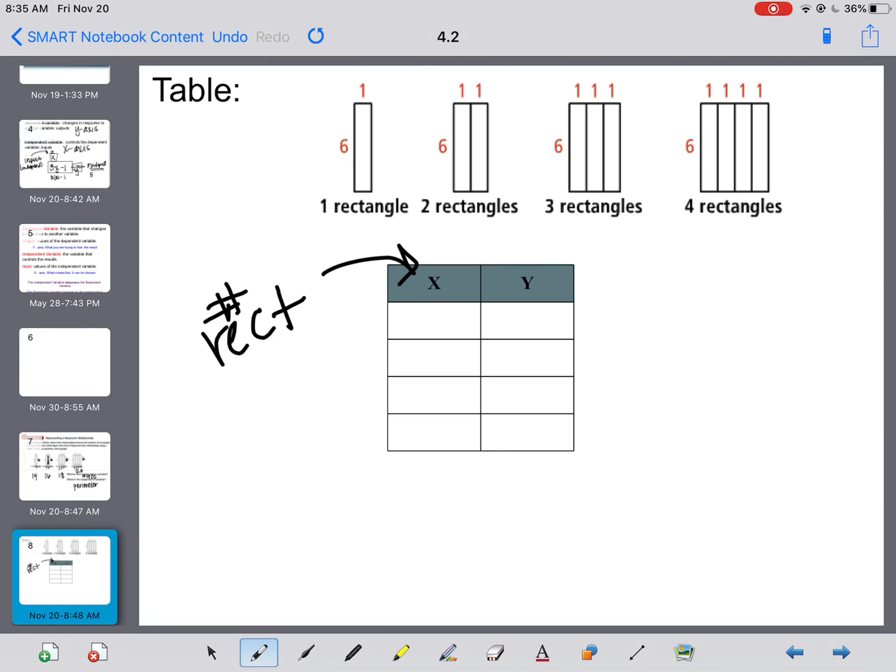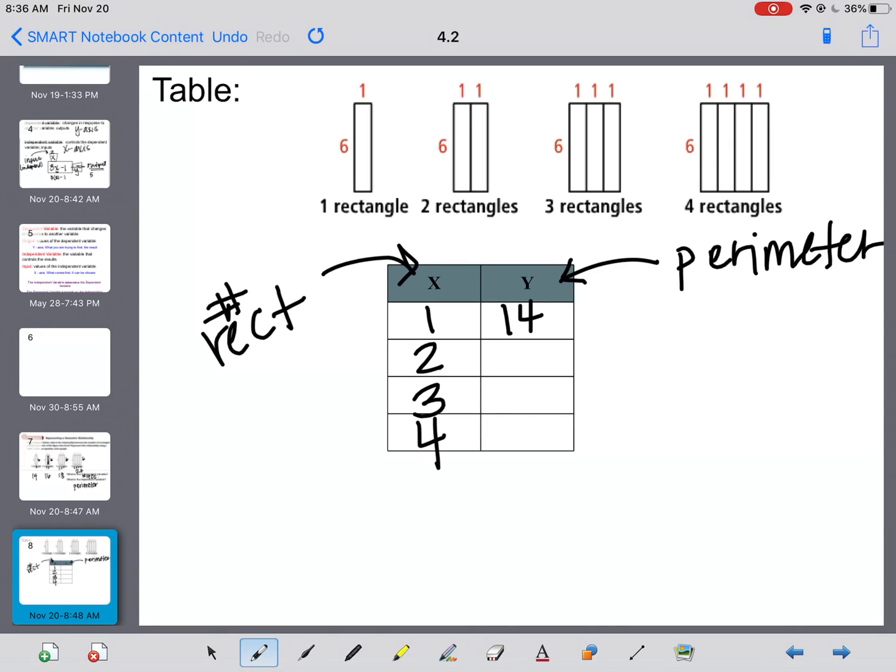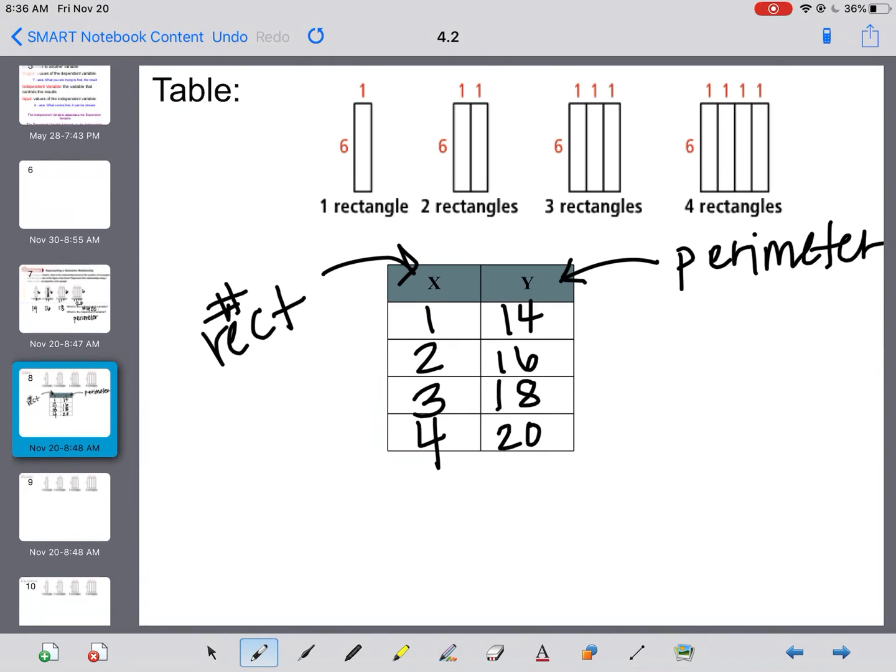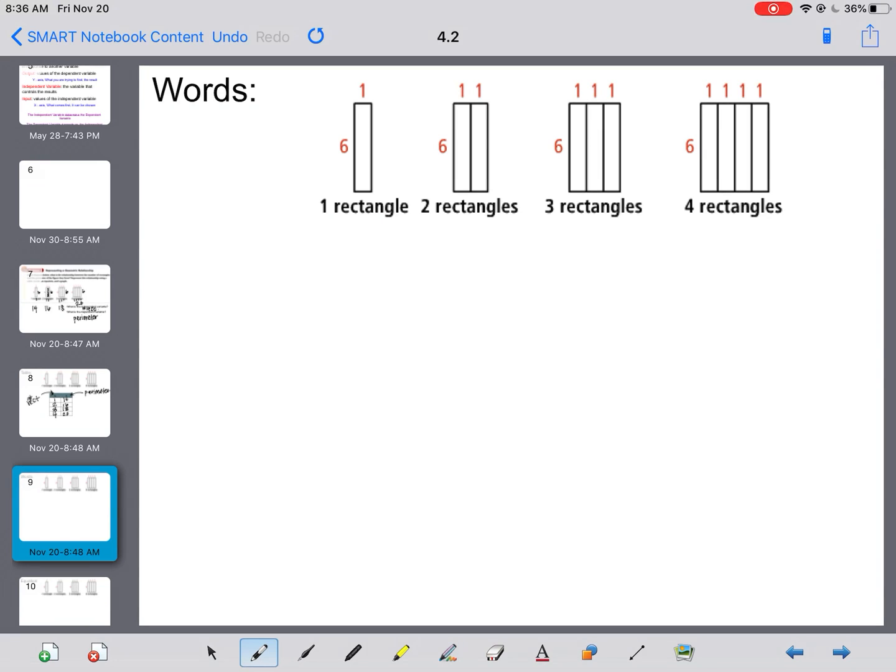Okay, so we're going to put them into a table first. And my x's, since we said the number of rectangles is my x, because that's my independent, and the perimeter is my y, we're going to say the number of rectangles were 1, 2, 3, and 4. Okay. If I only have one rectangle, my perimeter was 14. 2 rectangles, it was 16. 3 rectangles, it was 18. And 4 rectangles, it was 20. Okay, so there's our table. First step.